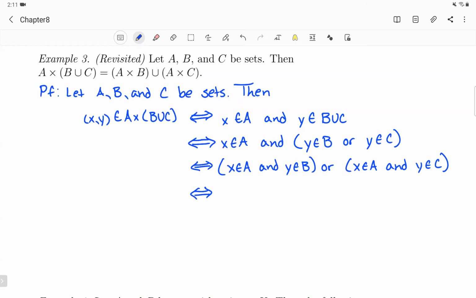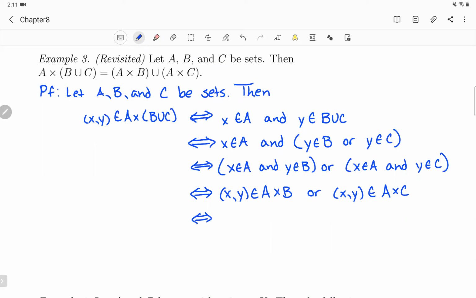Okay, notice that step going from the "and" with the "or" inside to "and or and"; that was one of our logical properties we were allowed, okay? All right, so I can now interpret: if X is in A and Y is in B, that means XY is in A cross B, or X is in A and Y is in C, so XY is in A cross C.